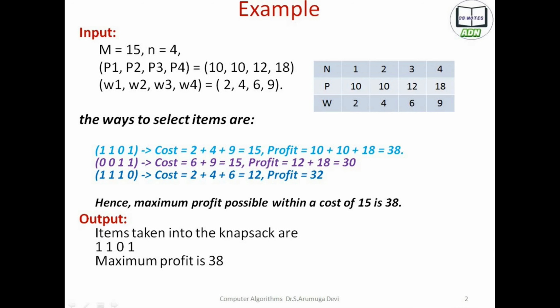Among these possible values, what is the maximum profit we can earn from these items? The maximum profit we can achieve for this problem is 38. So the items taken into the knapsack are 1101. This is the maximum profit for this problem. In this way we need to solve this problem.